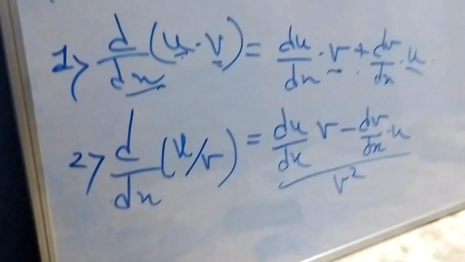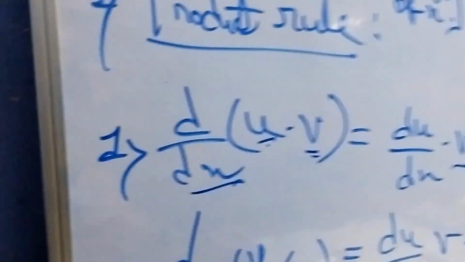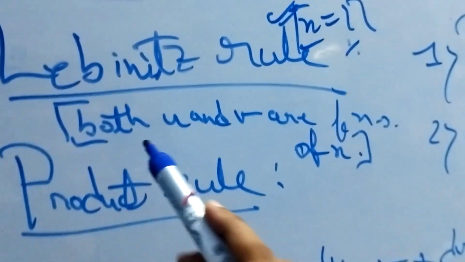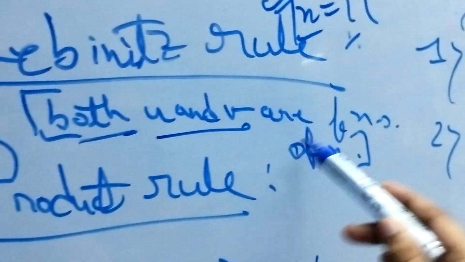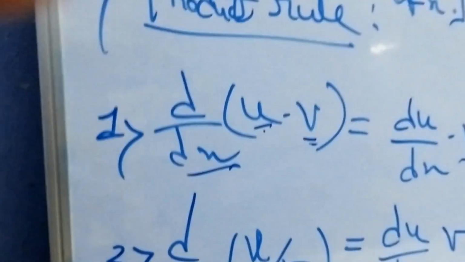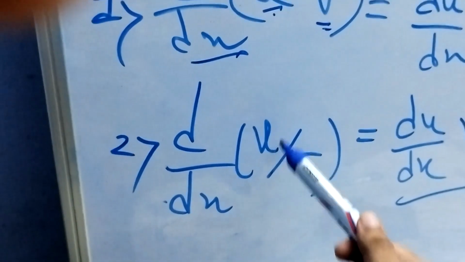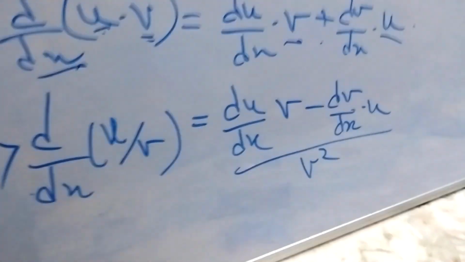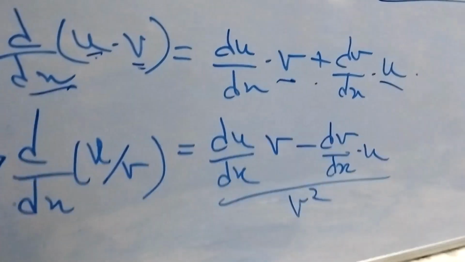What does the quotient rule mean? The quotient rule is where a function of x, as you see I wrote that both u and v are functions of x. So when u is given as the numerator and v as the denominator, if we differentiate with respect to x, what do we get?